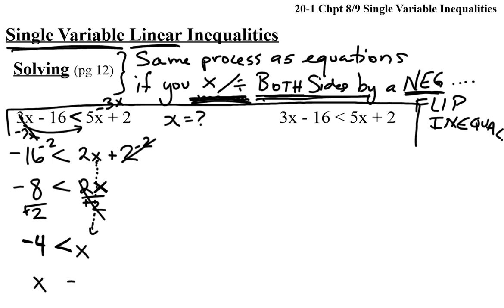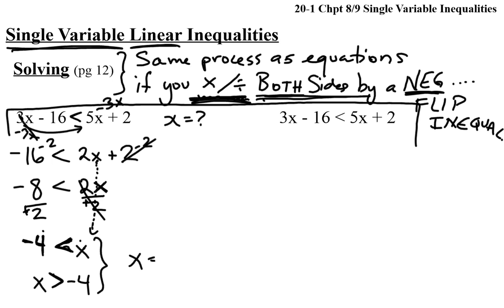Now switch them. And remember, the alligator always eats the big number. So if x is being eaten here, if I'm going to switch the x and the negative 4 around, make sure the inequality switches so that the alligator is eating the x in both cases. Same answer, different way to show it. So what this is saying is that x is greater than negative 4.